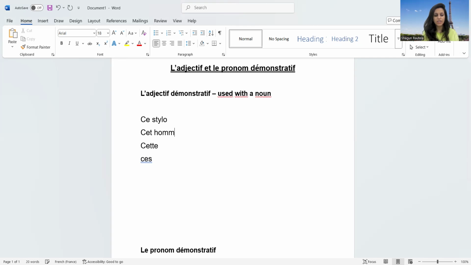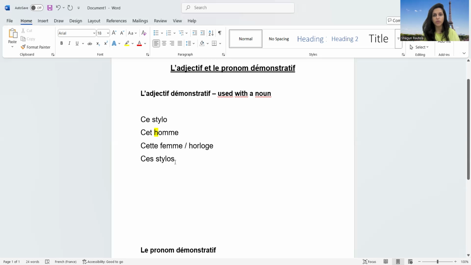Si le nom commence avec une voyelle, cet homme, H, it's a vowel, so we're going to use cet, C-E-T. If a word is feminine, okay, cette, and for that matter even feminine starting with a vowel, we are going to use cette, C-E-T-T-E. And for the plural words, we're going to use ces. So for any word, you can just put an S. Okay. So can you see stylo, femme, arbre, all of them are nouns. So any type of adjective is always used with a noun. Okay. So I hope it's clear.